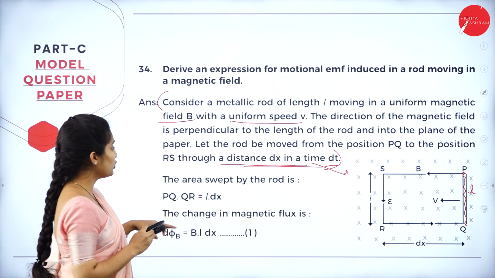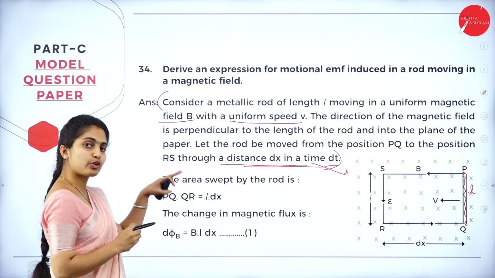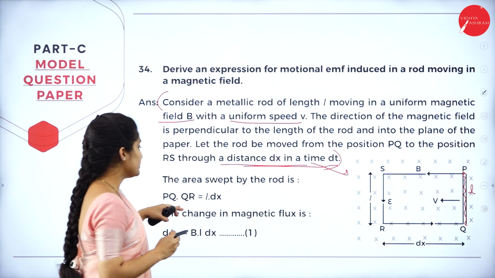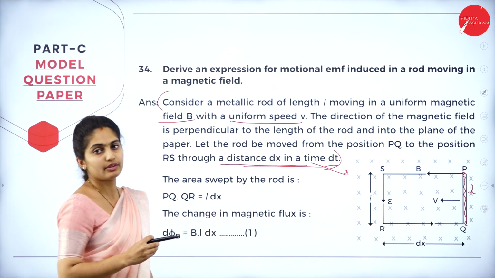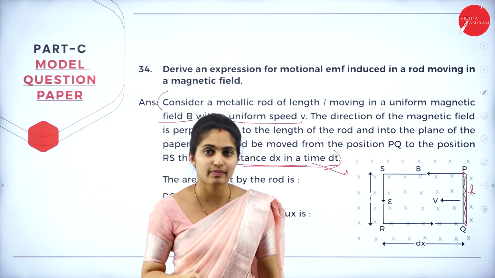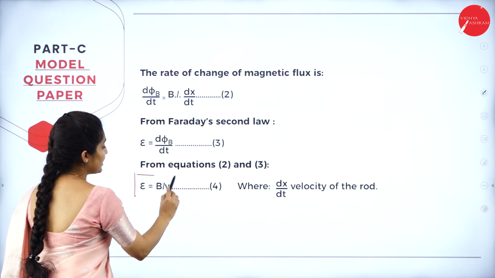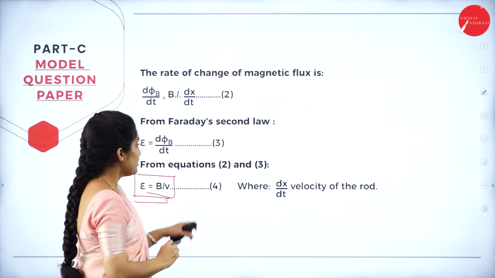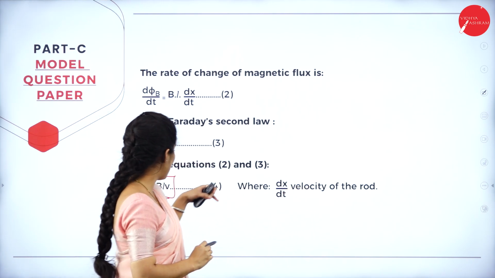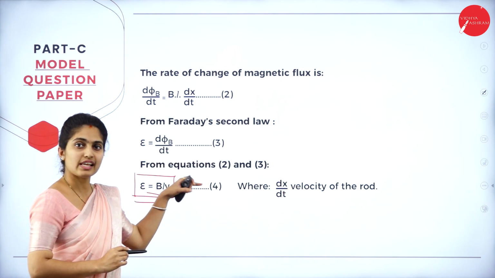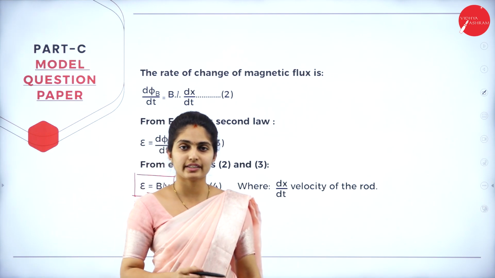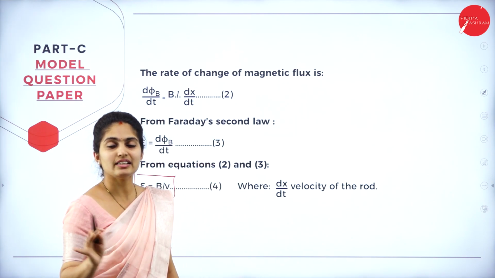Having this, you will have to calculate the area swept and the change in the magnetic flux, because you already know the equations of magnetic flux. All this concept you will have to write and finally end up with this equation, where dx by dt is the velocity of the rod, and B and L are the field and the length. All these concepts you will have to write. So this is the relation. Here you will get 3 marks.